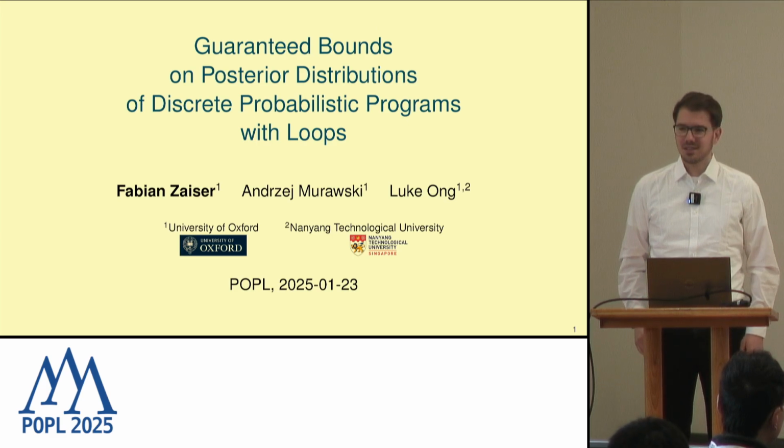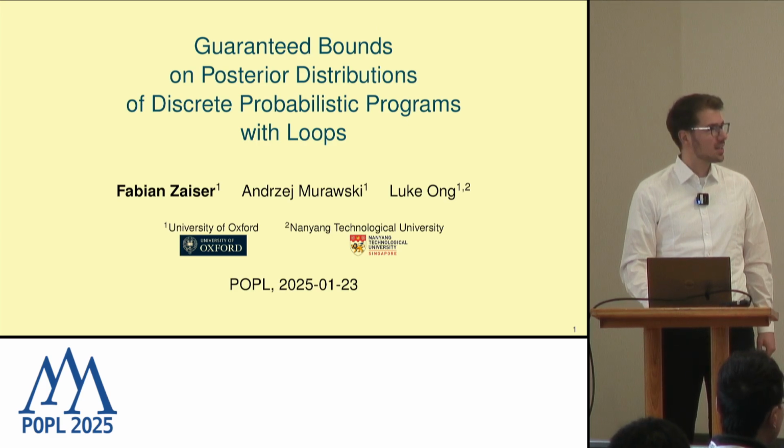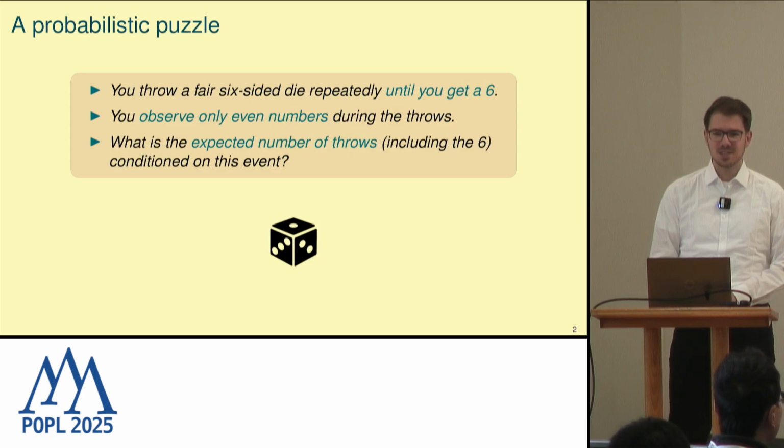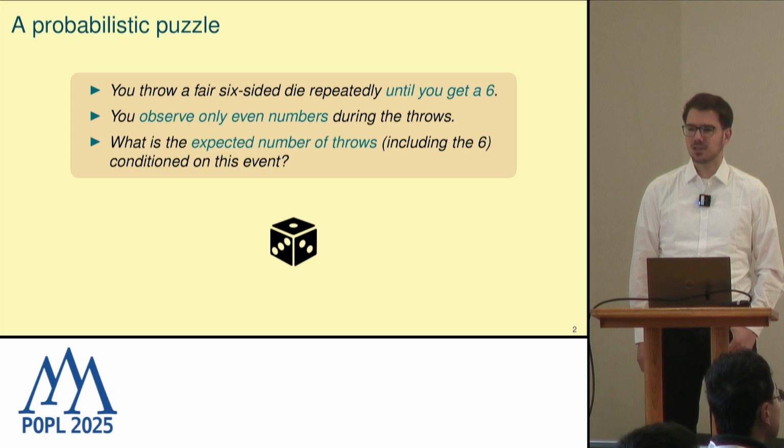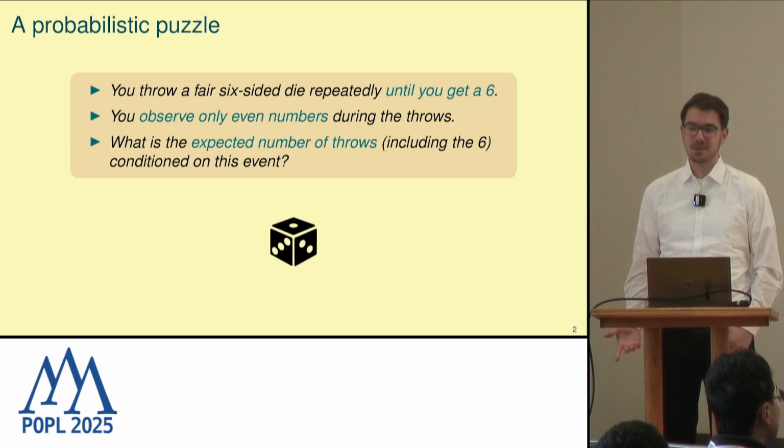Cool. Yeah, so let me get started with a simple probabilistic puzzle. Suppose you have a fair six-sided die, and you throw it repeatedly until you get a 6. During your throws, you only observe even numbers. What is the expected number of throws, including the 6, conditioned on this event?